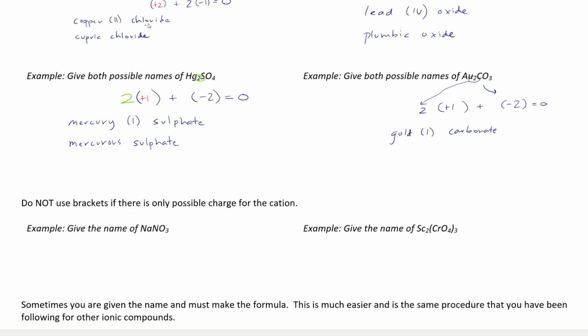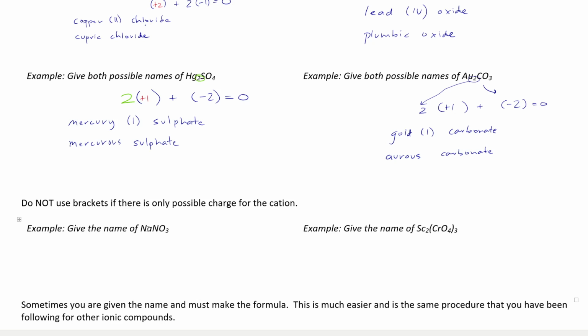Alternatively, you can say, I believe it is aurous carbonate. Okay, and if this Latin name doesn't appear on your periodic table, you don't need to worry about it. You only use the Latin names that appear on your periodic table. If they're not there, don't worry about it. But this is actually called aurous carbonate.